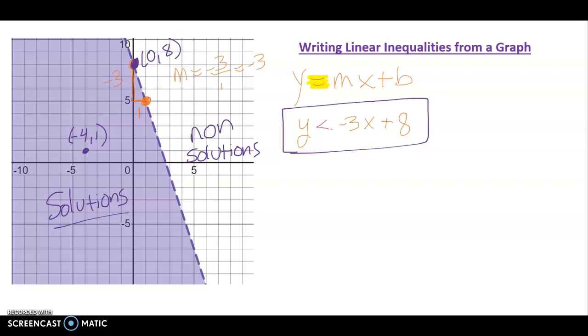But in this particular video, our goal was to show you how to write that inequality, and you can see it here in the box. Y is less than -3x plus 8.